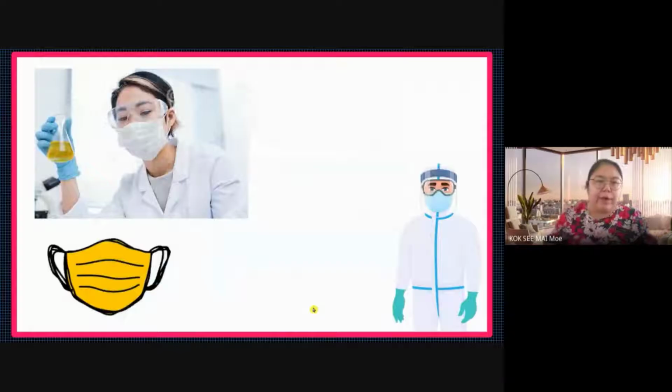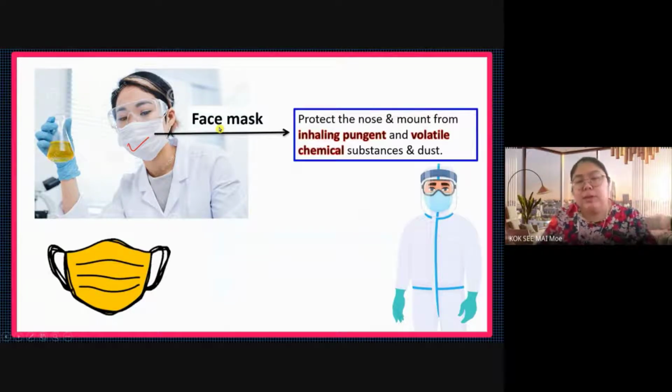Another one that you wear everywhere, not only in the lab. Anywhere you also wear it. So this is the mask, face mask. Protect your nose and also your mouth from inhaling pungent smells. Some smells are very sharp. After doing the experiment, gas comes out, there is a smell. Something so smelly, pungent, maybe very sharp. So the mask can protect you from absorbing it directly.